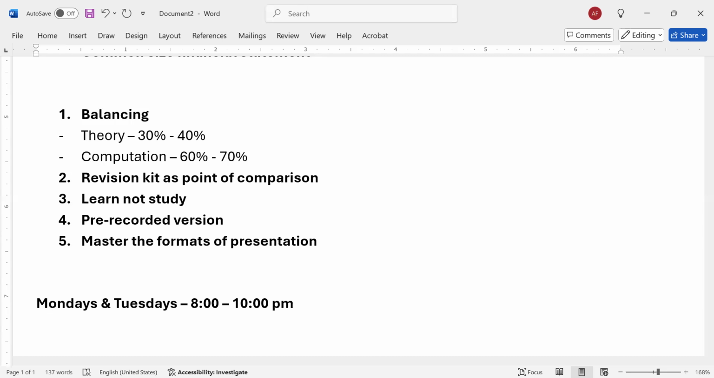Mondays and Tuesdays from 8 to 10 p.m. These two sessions in a week, trust you me, are enough with the strategies that we'll be using to help us clear these topics and also find time to do our revision.